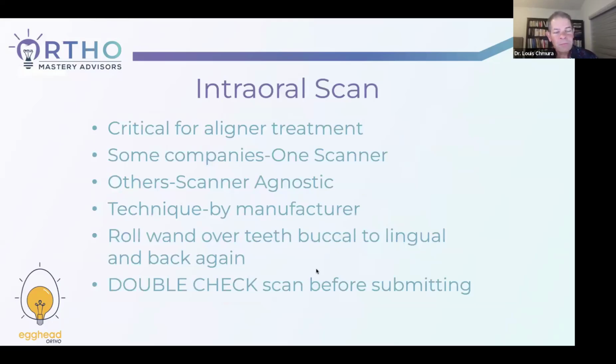So we've talked about photos quite a bit, and really that's the one that's the hardest to do and the most technique sensitive. The second piece is the intraoral scan, right? This is critical for aligner treatment, but it's also critical for other treatments. And I contend that if you're going to do orthodontic treatment, if you're just doing aligners, you're severely limited in doing great treatment because it's difficult to extrude incisors, for example. That you should do some other way.